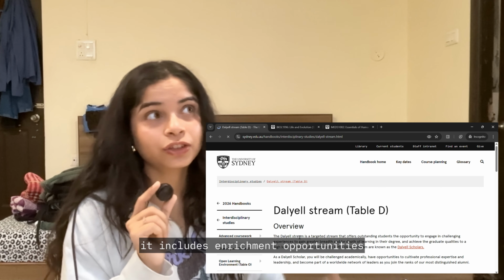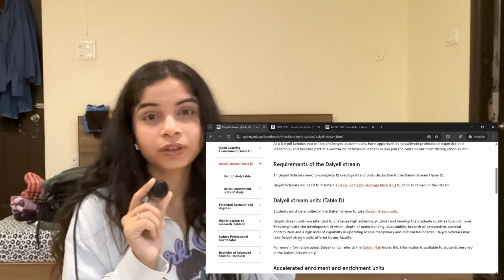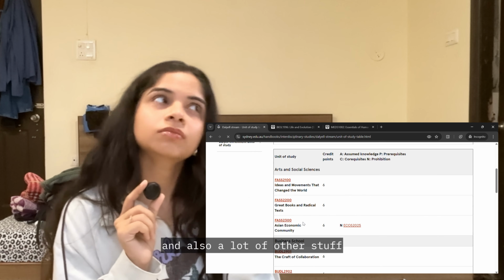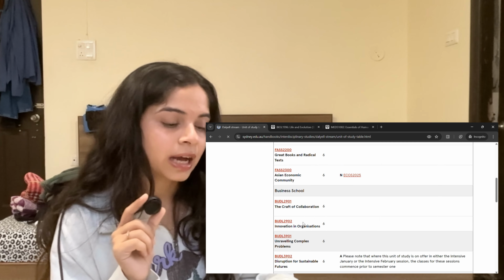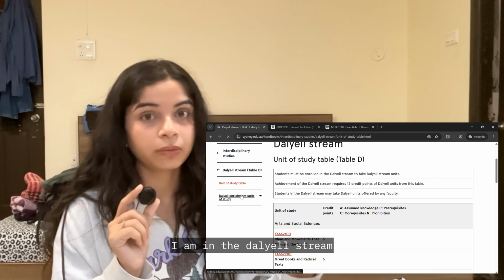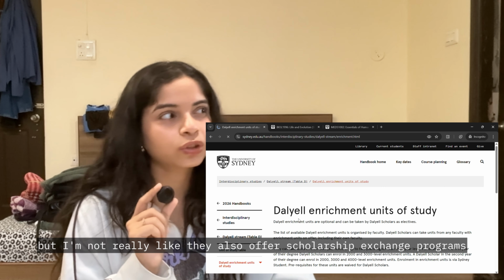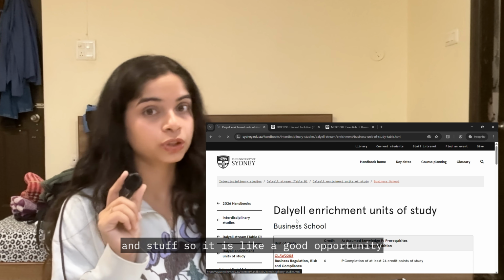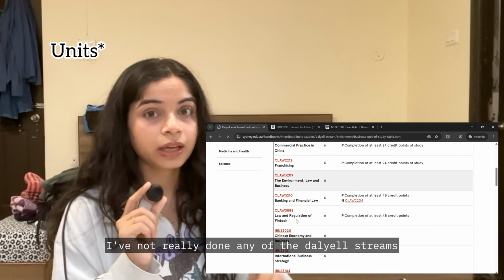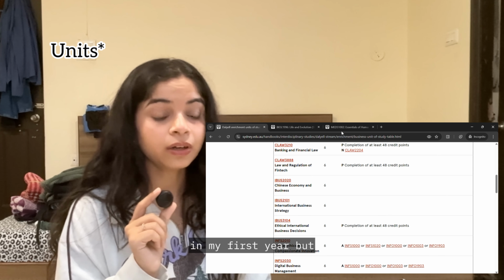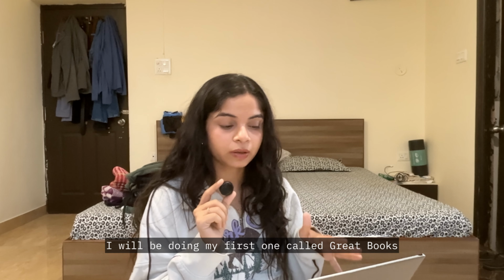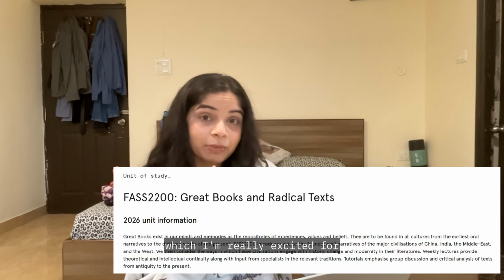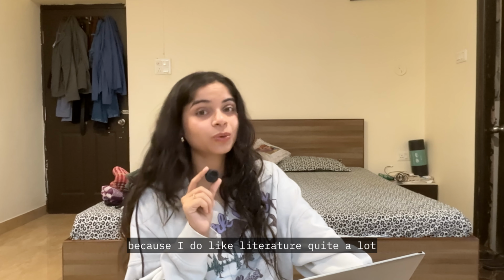It includes enrichment opportunities, different table of units in the table D, and also a lot of other stuff. But yeah, I am in the Daliel stream, and they also offer scholarship exchange programs and stuff. So it is like a good opportunity. I've not really done any of the Daliel streams in my first year, but I will be doing my first one called Great Books and Radical Texts, which I'm really excited for because I do like literature quite a lot.